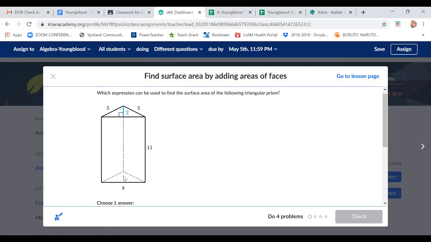So let's try to find the area of these 2 triangles first and try to eliminate some of our options. So the area for this triangle is going to be the height, which is 2, times the base. And remember, the base is the side that is perpendicular to the height. So we're going to have 2 times this length, which is 8. These lengths have to be the same. So 2 times 8 is 16, and 16 divided by 2 is 8. So the area of both these triangles is going to be 8.